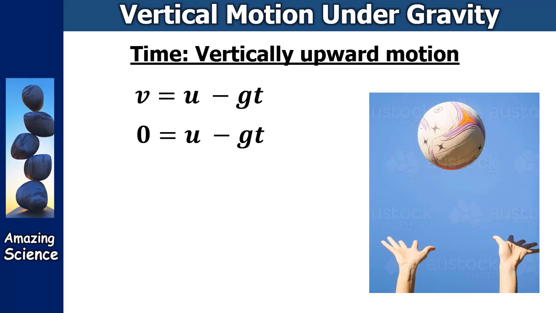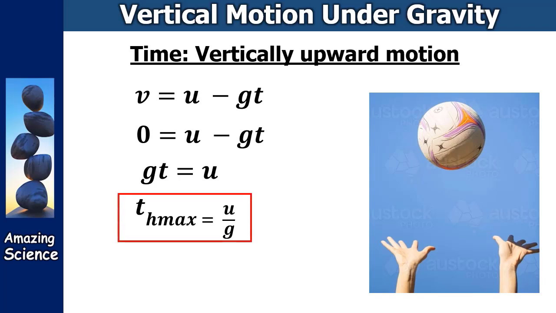We are going to get gt is equal to u, and by making t the subject, we have u divided by g. So the time taken to reach the maximum height is the initial velocity divided by the acceleration due to gravity.